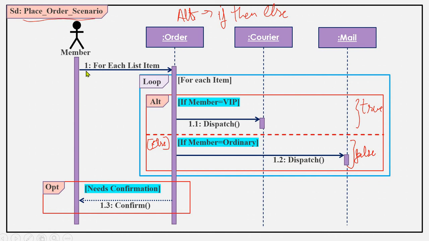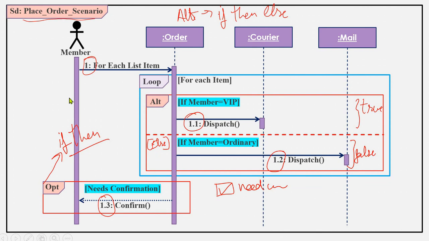As for 1.3, the first message is numbered as 1 and all other messages in continuation to the first message are numbered as 1.1, next as 1.2 and the third as 1.3. So opt frame is like if then. Alt is presenting if then else, and this is representing if and then. If the condition is true, meaning the member has checked the option that it needs the confirmation, only then this block will be active and the confirm notification will be sent back to the member. Else there will be no confirmation from the ordering system to the member.